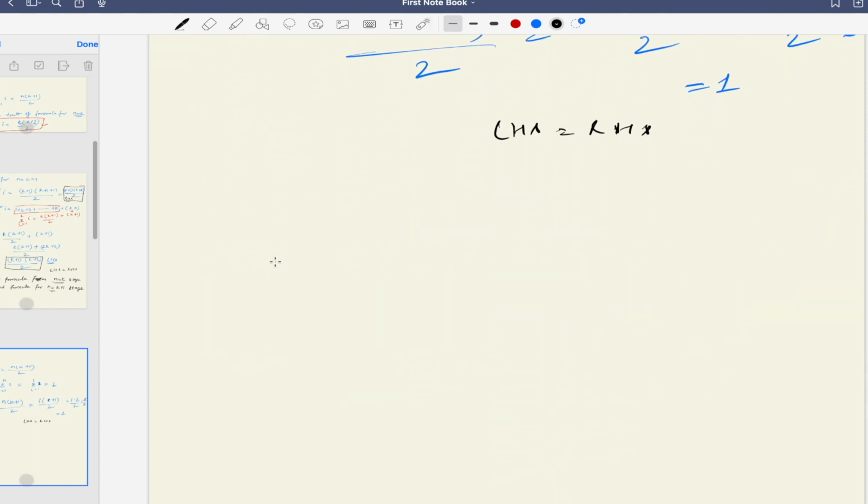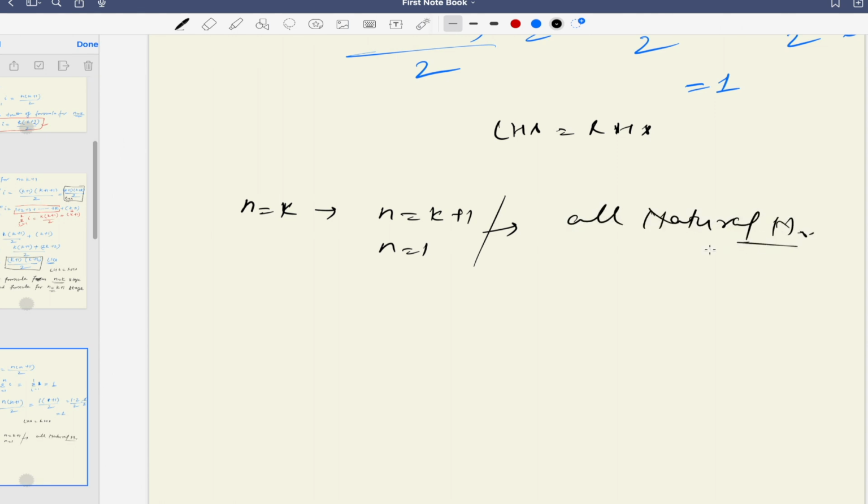Okay, so here we assume for n equals k, and then prove for n equals k plus 1 and n equals 1. So it means it will hold for all the natural numbers. Okay, so that's it for this video.